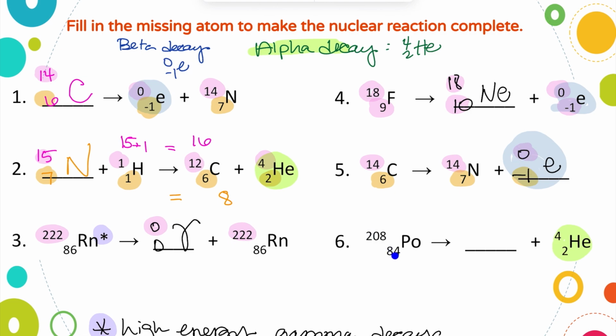Polonium 208. Well, we've got 4 over here, so 4 plus what gives me 208? I've got 204, because 204 plus 4 is going to give me that 208. Down here, 84. What plus 2 gives me 84? That's going to be 82. And I can go to my periodic table and find that that is Pb, so lead.